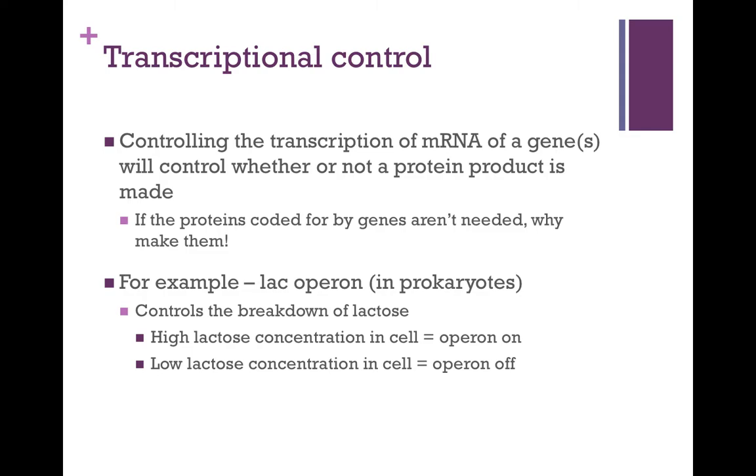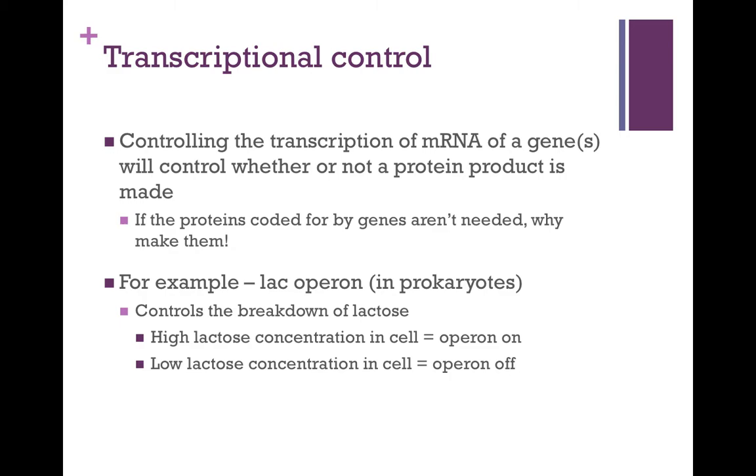The lac operon is turned on when lactose needs to be broken down as a sugar source. If glucose is no longer available to the bacterial cell for cellular respiration, then lactose can be used. Lactose is made up of glucose and galactose, so if we break down lactose, we can get the glucose out of it. So in high lactose concentrations, the operon is turned on.